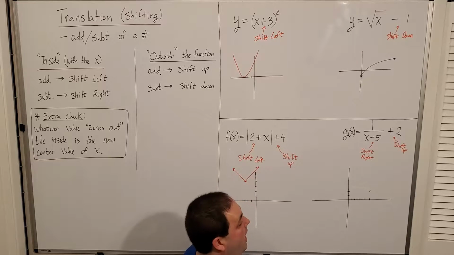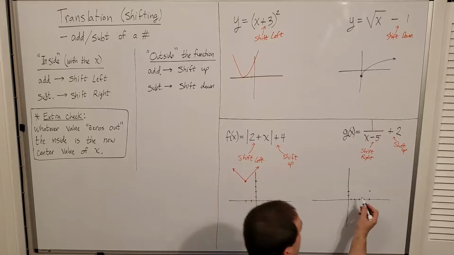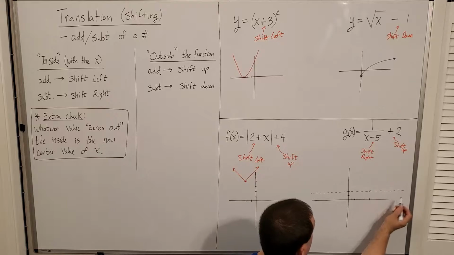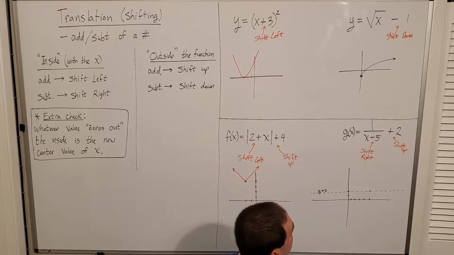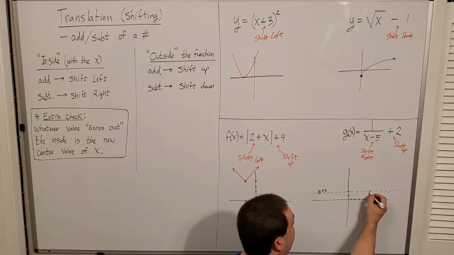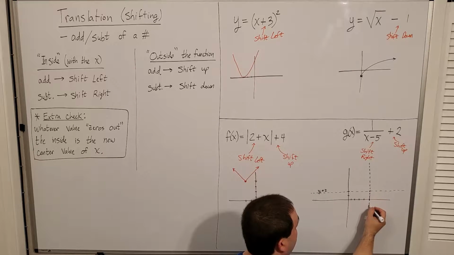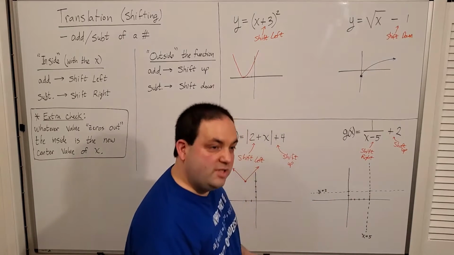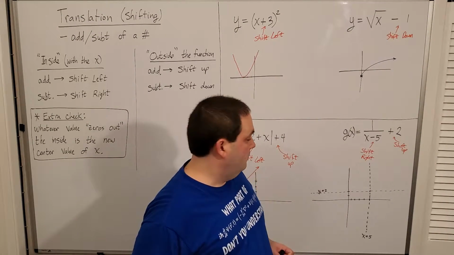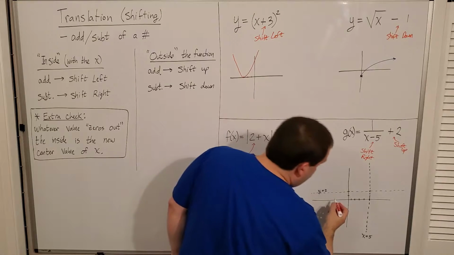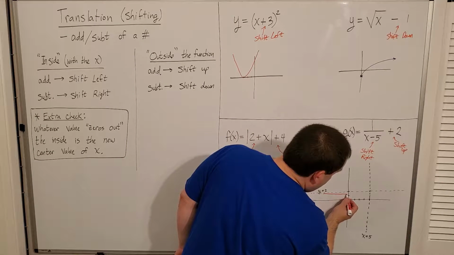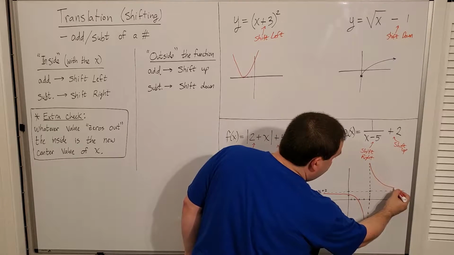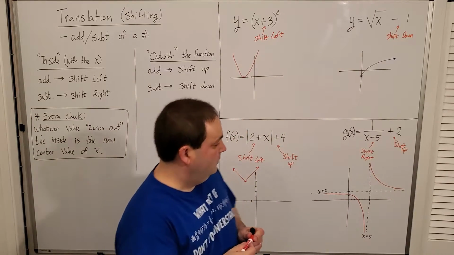It's not the actual x and y axes, but I can use the line y equals 2, right? Because remember, that's a horizontal line. The horizontal line, y equals 2, and the vertical line, x equals 5. And their center is the new center of my graph, okay? So then all I have to do is hug these like I'm supposed to, like this, and like this. And then I've got that graph shifted appropriately.